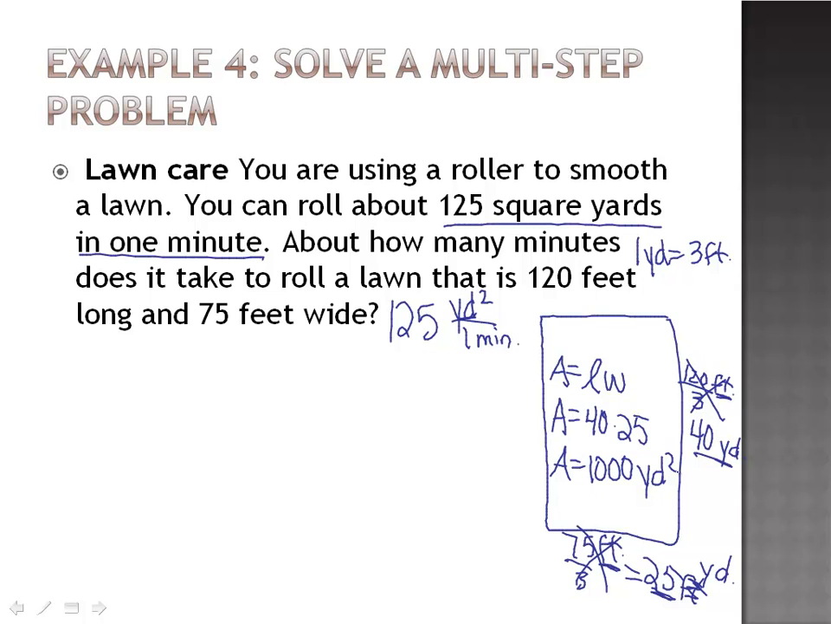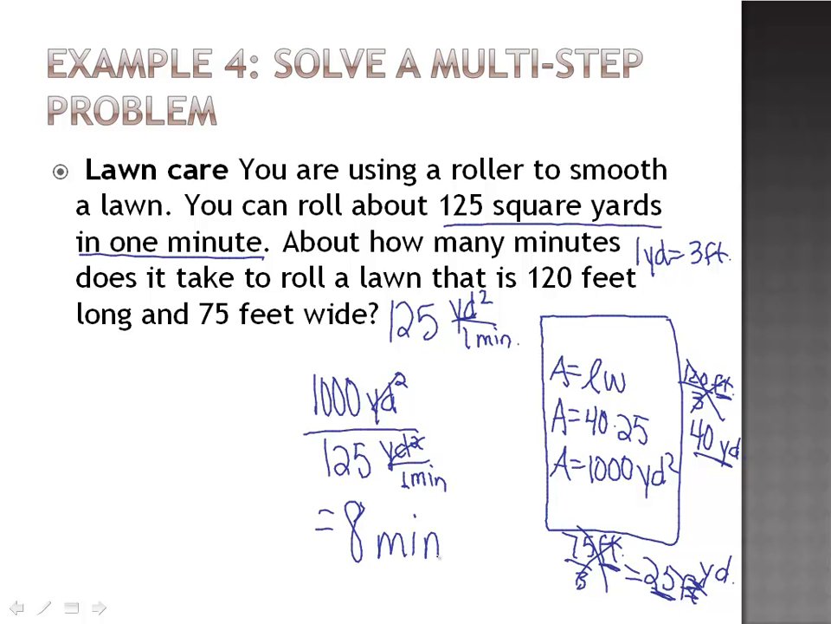Now let's figure out how long it'll take us. So I've got 1,000 yards squared, and I know that I can do 125 yards per 1 minute. And since this is a 1, I can just leave it here. So 1,000 divided by 125, that's 8. These yards will cancel, and I'll have minutes left over. So it'll take me 8 minutes to roll the lawn.